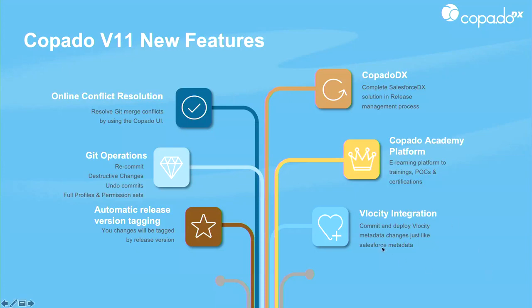And we also have the Velocity integration that we're launching, where you can commit and deploy Velocity metadata along with your Salesforce metadata. So Copado behind the scenes will manage the complexity or the technology of Velocity to deploy it without you having to go and learn that technology yourself. Copado will handle it for you.